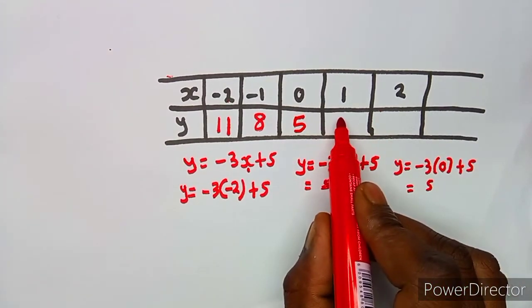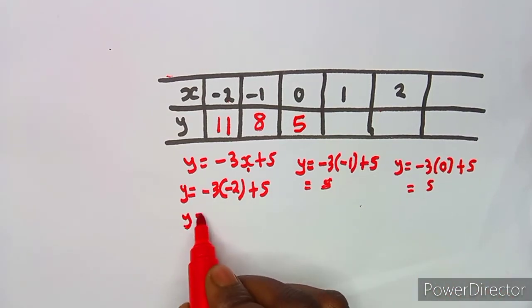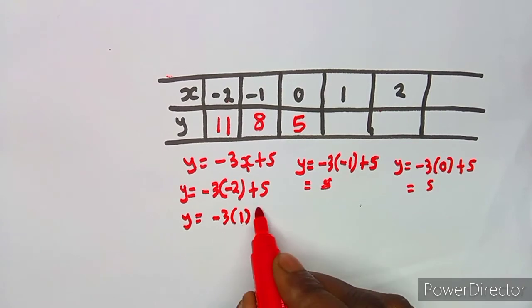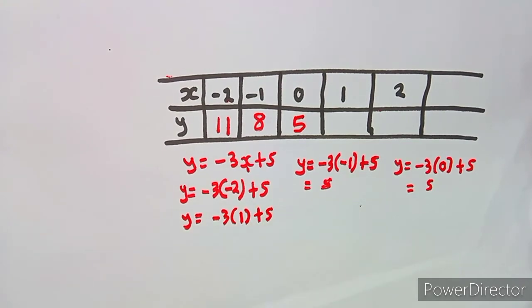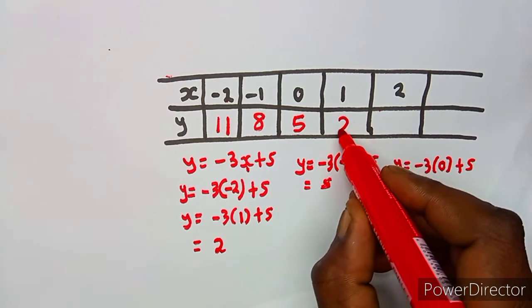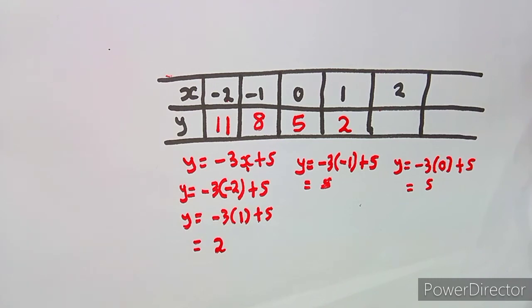You move on to when x is 1. That's the same. That's minus 3 into x, which is 1, plus 5. You're substituting each and every part. So you're going to obtain 2 from your calculator. This will be a 2.